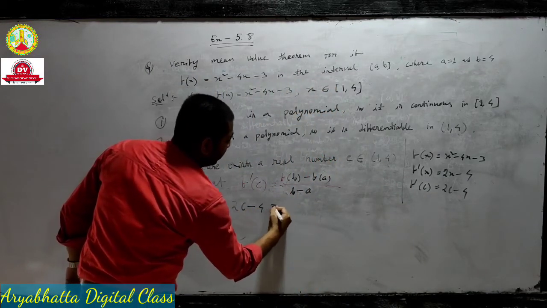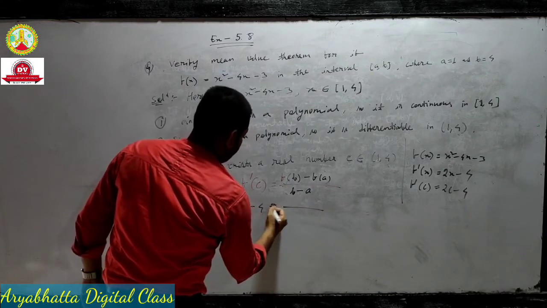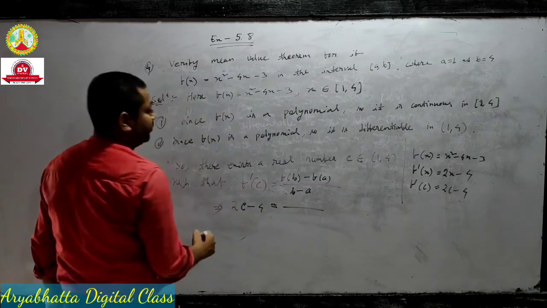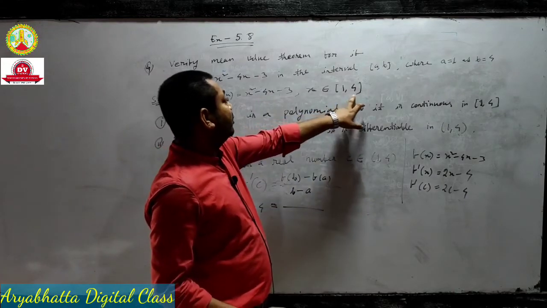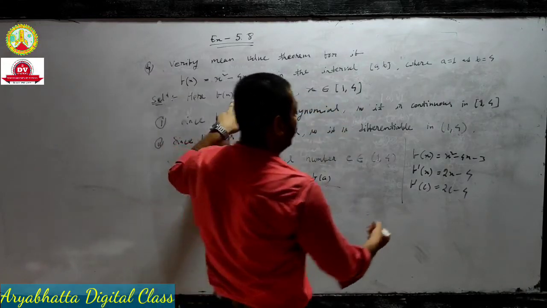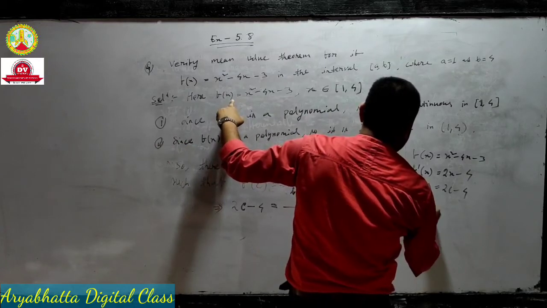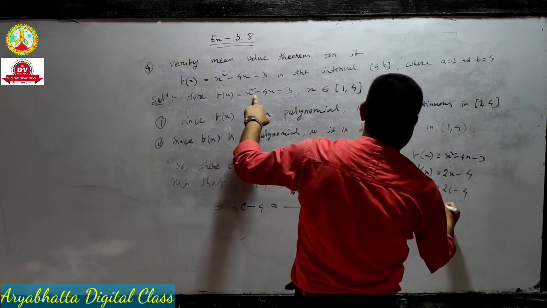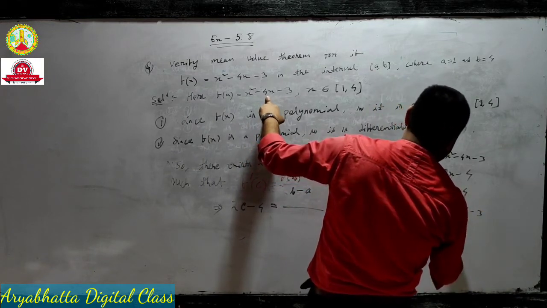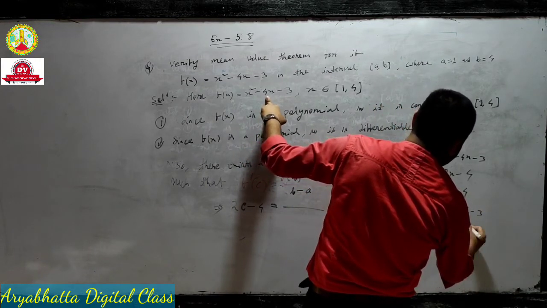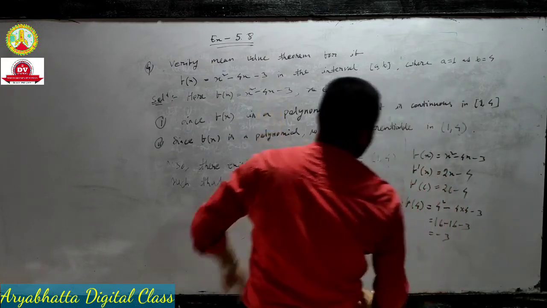2c minus 4 equals... f of b, here b is equal to 4. Therefore, f of 4 is equal to 4 squared minus 4 into 4 minus 3, which is 16 minus 16 minus 3, which is equal to minus 3.